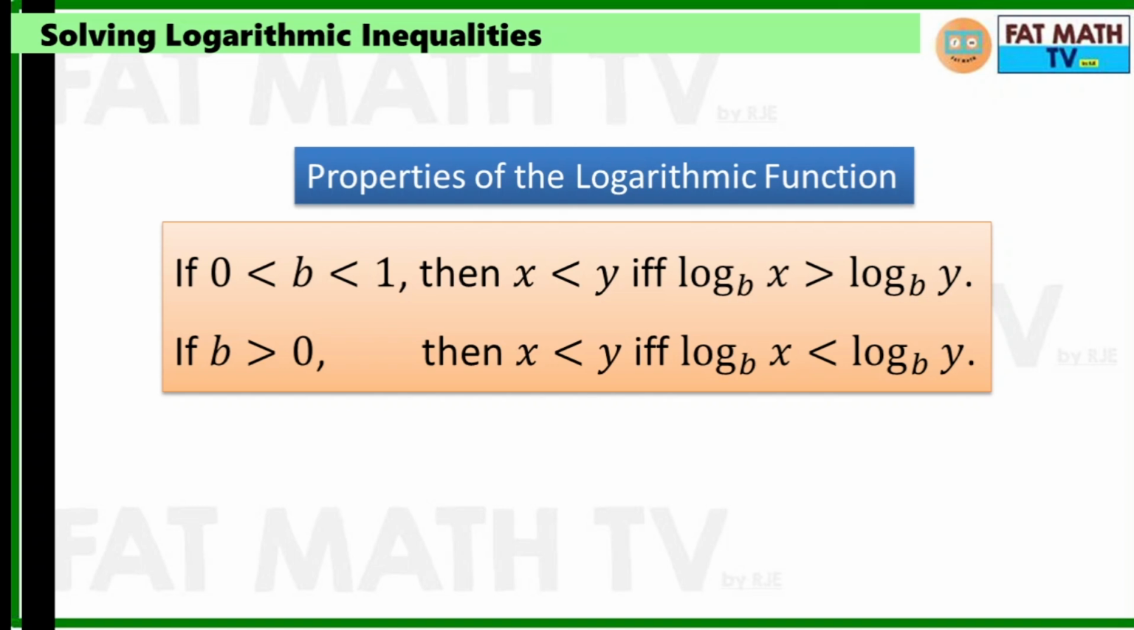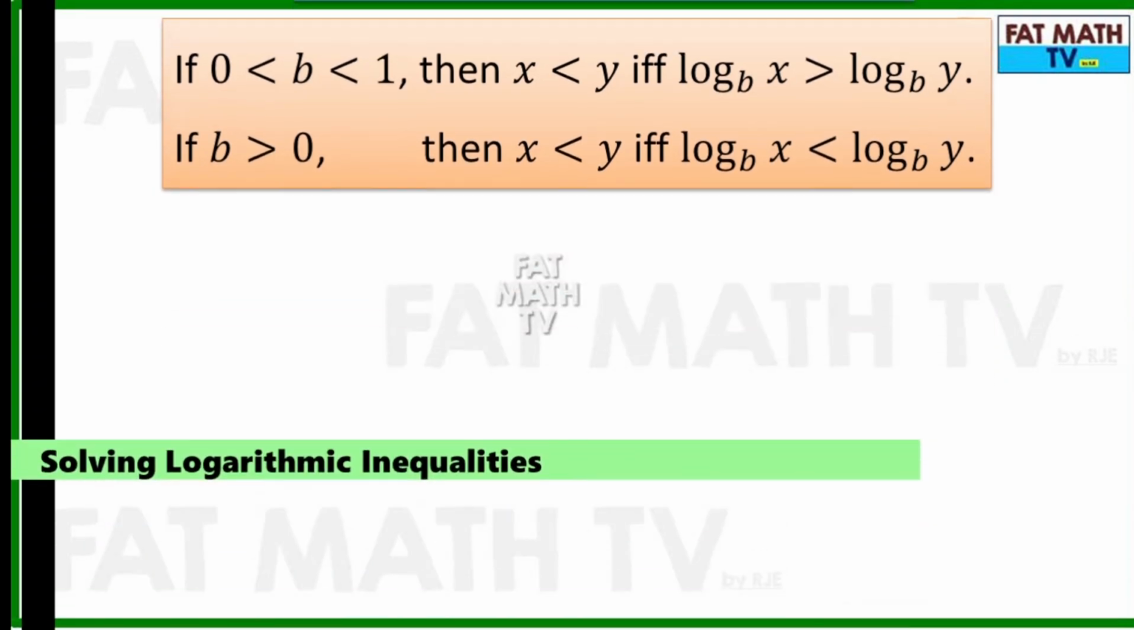So how are we going to use this property? That means to say that if we have logarithm of x to the base b greater than logarithm of y to the base b, then we will have x is less than y. Meaning to say what's in here should be less than what's in here. And then if the base is greater than 1 and the logarithm of x to the base b is less than the logarithm of y to the base b, we will have x less than y, meaning to say what's in the logarithm here is also less than what is in here. Okay, let us have an example of that so that you can understand better.